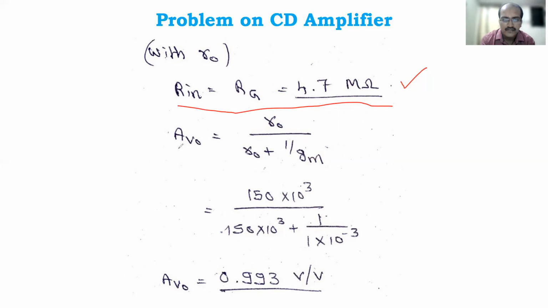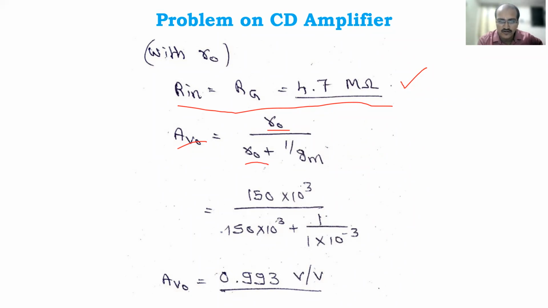Then AV naught is equal to R naught by R naught plus 1 by GM. See here, this is the formula I told you earlier. R naught is considered now. Previously, R naught was not considered, so it was not there. Here R naught is much larger compared to 1 by GM, and R naught cancels out.